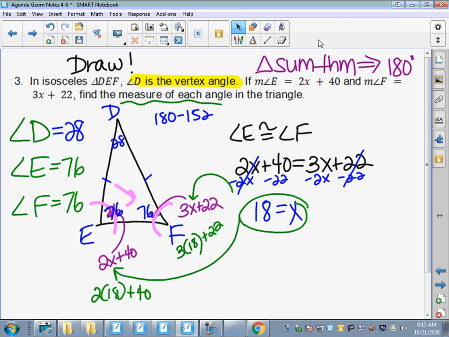And we've got ourselves an equation and we can figure out what happens there.